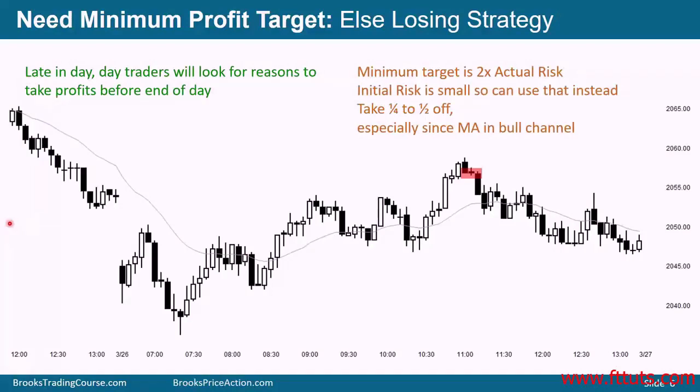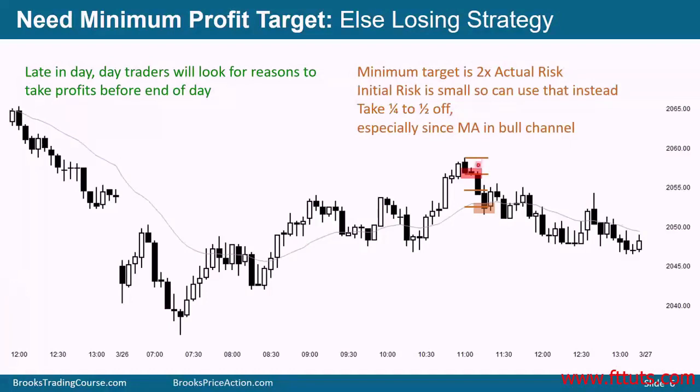When the actual risk is very small like this, it's better to be looking at the initial risk. If you sold below the low of this bar, your initial stop is above its high, and that generates your initial risk. Taking a reward, at least partial profits at 2 times your initial risk, makes sense mathematically. That's better than 2 times actual risk when the actual risk is tiny like it is here.